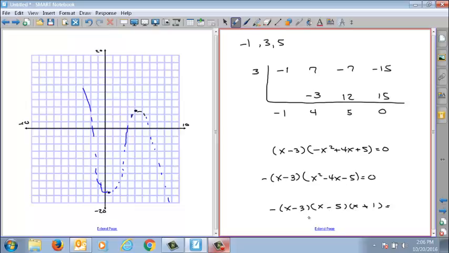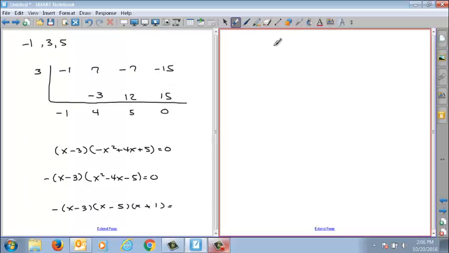And you can see what we get are the solutions from factoring the original function. We get x equals 3 as a solution. We get x equals 5 as a solution. We get x equals negative 1, which is a solution. And we're done.